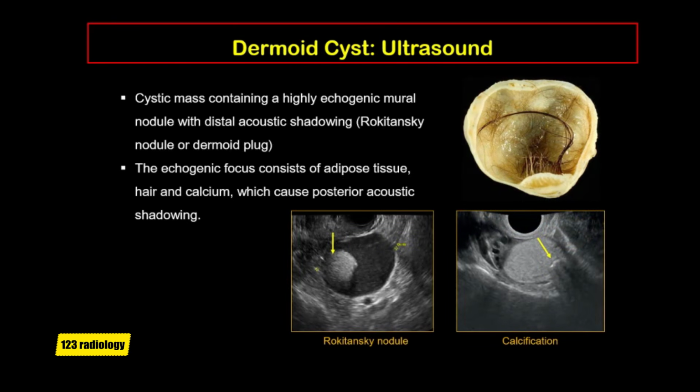On ultrasound, mature cystic teratoma is a cystic adnexal mass, containing a highly echogenic mural nodule with distal acoustic shadowing, known as Rokitansky nodule, or dermoid plug. This echogenic focus consists of adipose tissue, hair, and calcium, which cause posterior acoustic shadowing. Very echogenic focus casting a sharp acoustic shadow is due to the presence of bone or teeth.